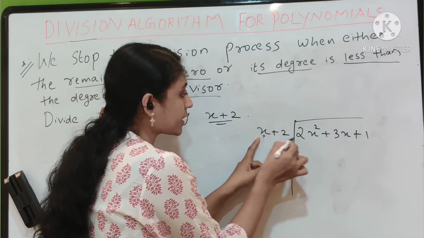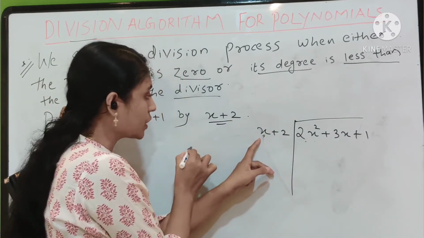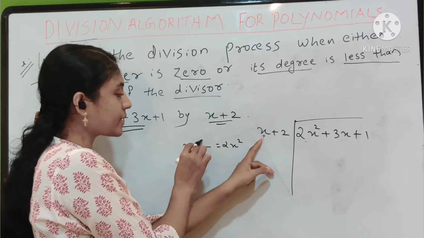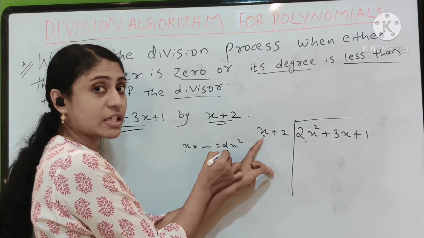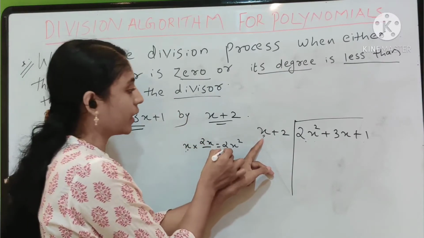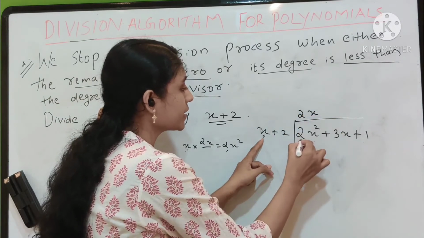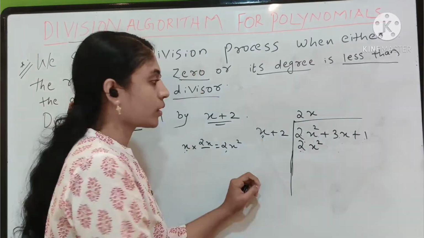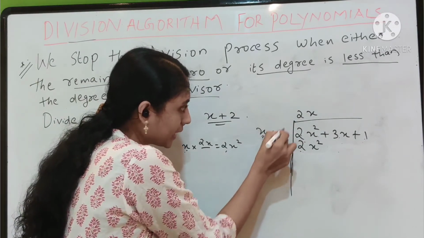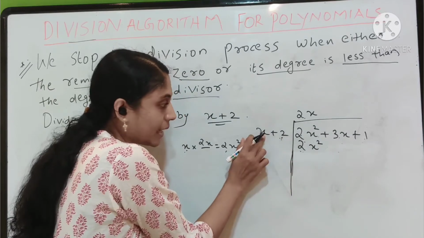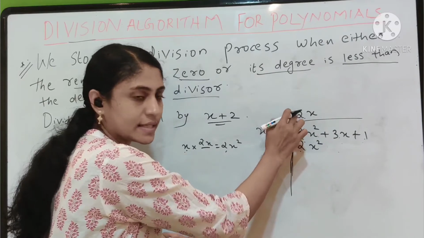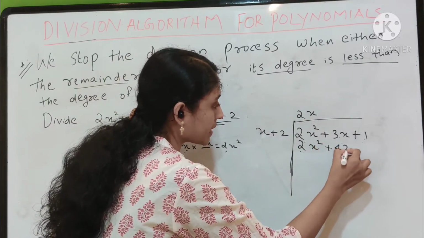First we take this x and this 2x square. x into dash is equal to 2x square. When we multiply some term with x, you have to get 2x square. So which is the term? 2x, because 2x into x is 2x square. Next, we multiply this 2x with the remaining term of x plus 2, that is plus 2. So plus 2 into 2x is 4x. Write 4x here.